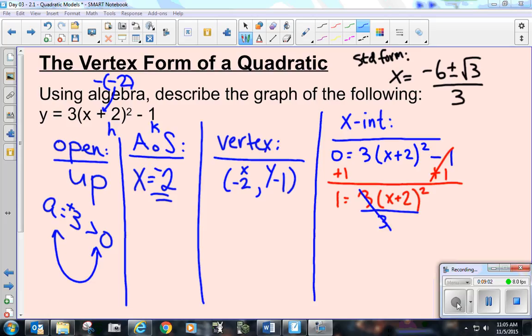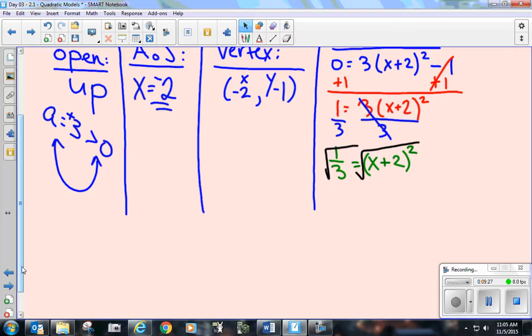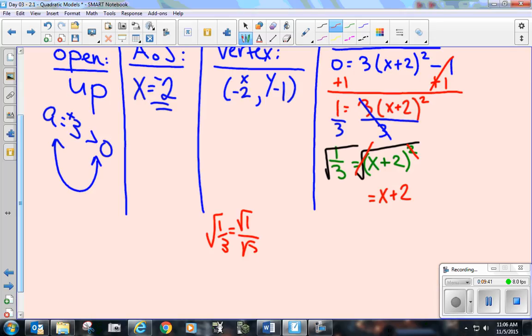These cancel. Here we go. Yes, I definitely am going to leave it as a fraction. So I now have 1/3 equals x plus 2 squared. What should I get rid of next? The square. What's the opposite of square? Square root. So I now know the square and the square root cancel. So I have x plus 2 equals. Let's clean this up. If I have radical 1/3, that's the same thing as saying radical 1 over radical 3, right? What is the square root of 1? It's 1.